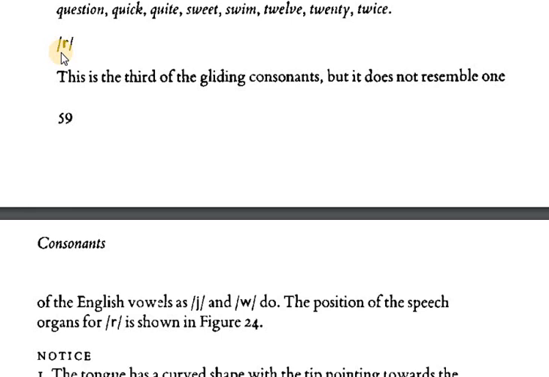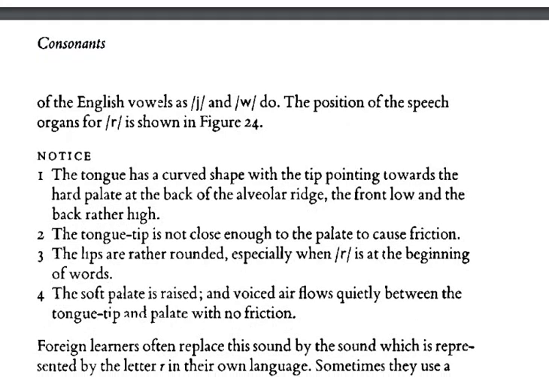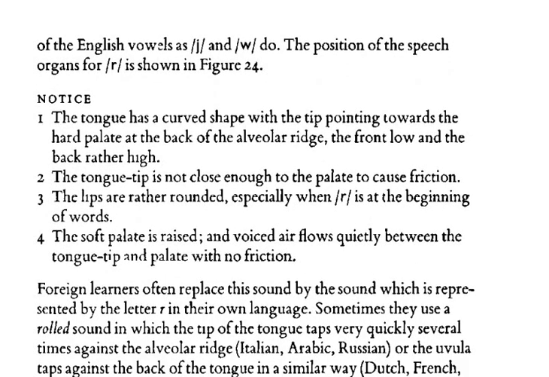The position of the speech organs for r is shown in figure 24. Before looking at figure 24, we will have an idea about the way of producing this sound. The tongue has a curved shape with the tip pointing towards the hard palate at the back of the alveolar ridge, the front low and the back rather high.